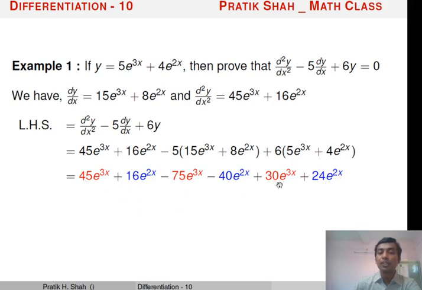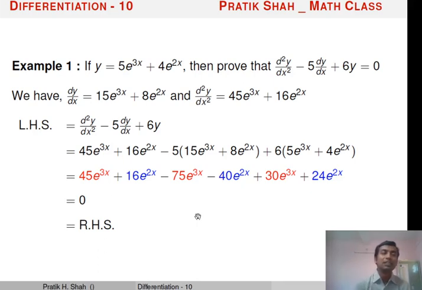45 plus 30 is 75, and minus 75. So finally all these red terms, which are in terms of e raised to 3x, will be cancelled out. Now consider the blue terms, 16 e raised to 2x plus 24 e raised to 2x, that is 40 e raised to 2x, minus 40 e raised to 2x. So again this will also be cancelled. So nothing is left, hence we get 0, which is equal to the right hand side.